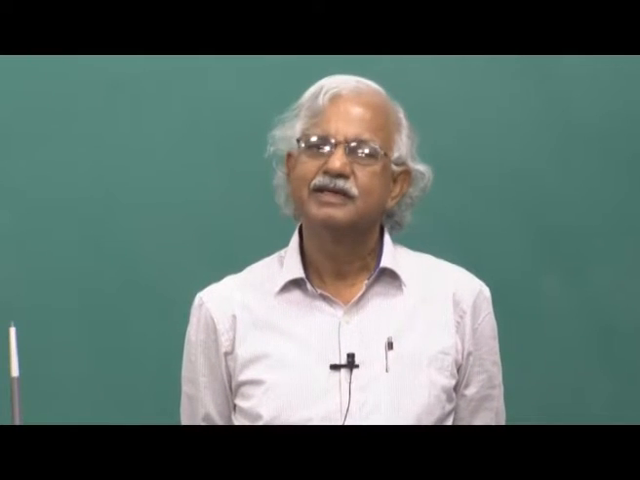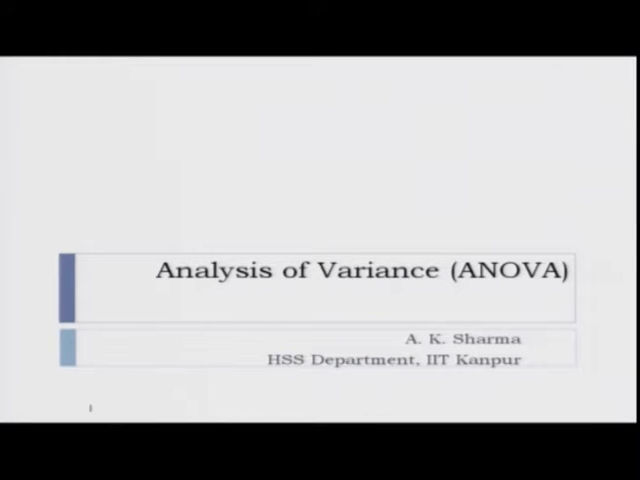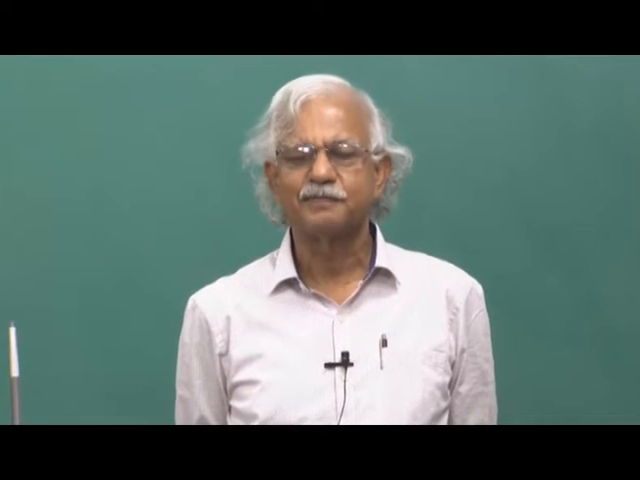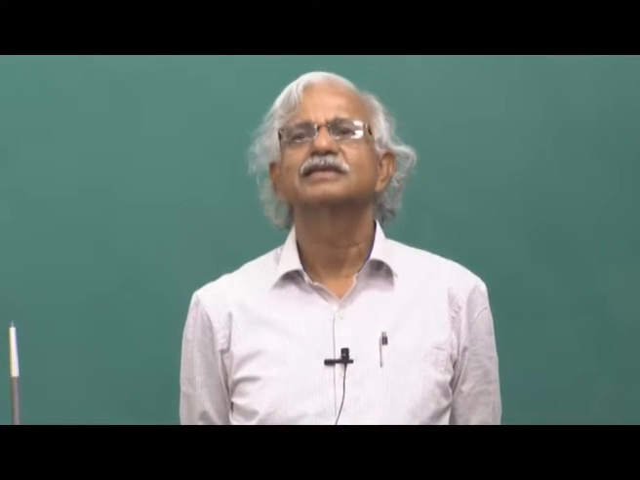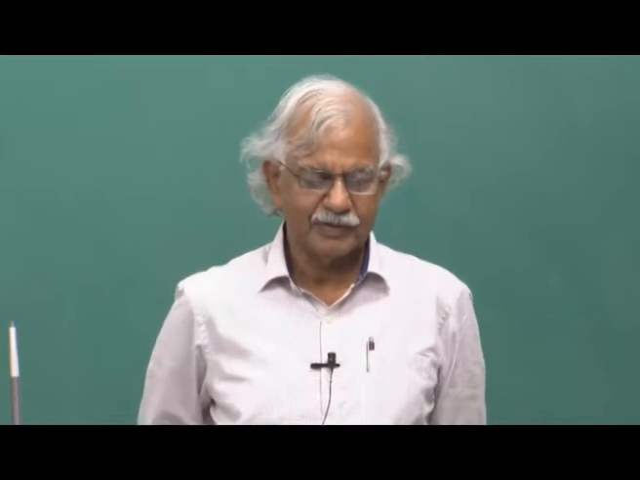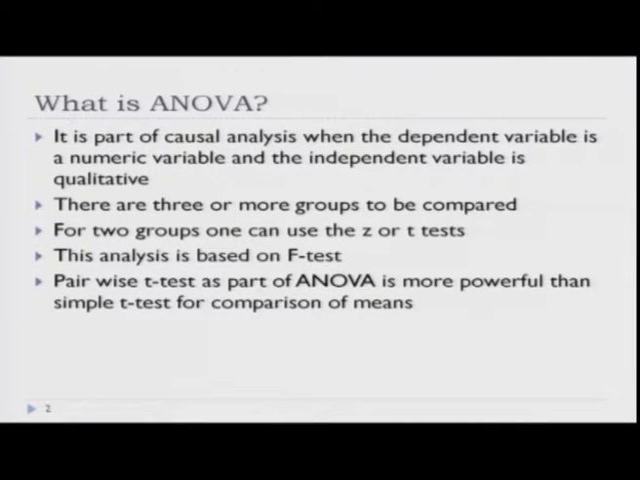Analysis of variance is a complete field of study in statistics, and we are not going to discuss everything of analysis of variance. It is not possible in one lecture, but we will show how in certain situations application of analysis of variance helps us in causal analysis in sociological or empirical research. So, we begin with what is ANOVA. ANOVA is abbreviation for analysis of variance. It is part of causal analysis when the dependent variable is a numeric variable and the independent variable is qualitative.